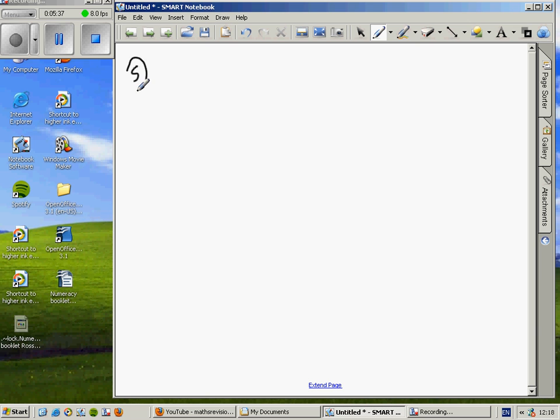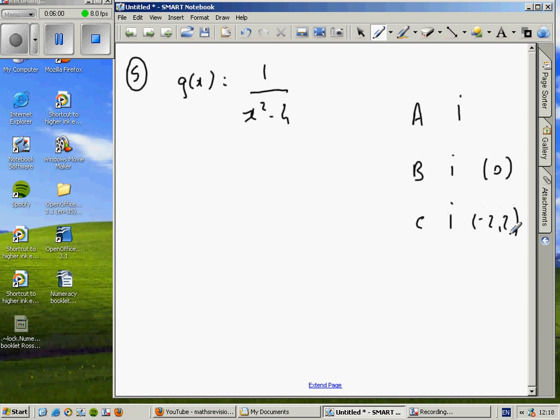Question 5. A function g is given by g of x equals 1 over x squared minus 4. What is a suitable domain of g? A, all real numbers. B, all real numbers except from 0. C, all real numbers except from minus 2 and 2. And D, all real numbers except from minus 4 and 1.